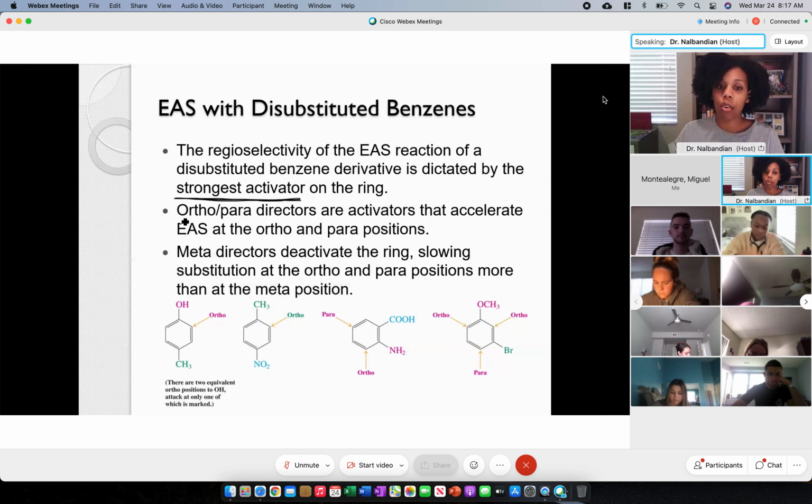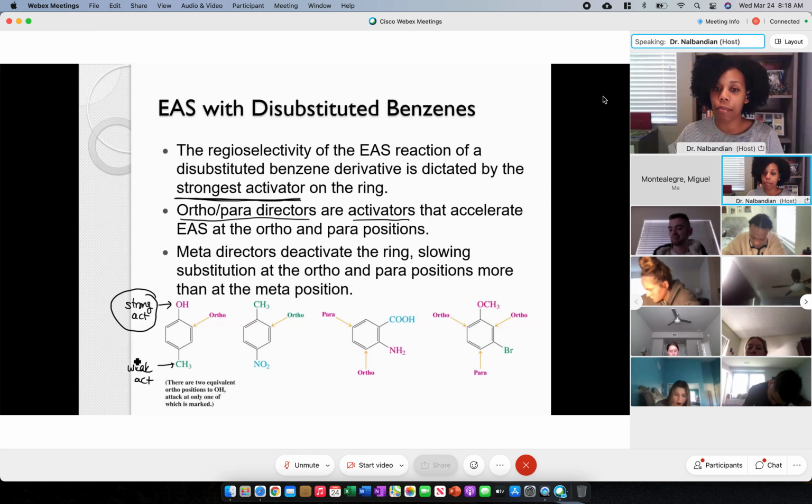So remember that our ortho para directors, these are activators. And so with those there, we're going to have the reaction happen at the ortho and para position. So let's look at our first example here. We have OH and we have CH3. We know this is a strong activator, and we know this is a weak activator. They're both activators, but the strongest activator dictates the course of the reaction.